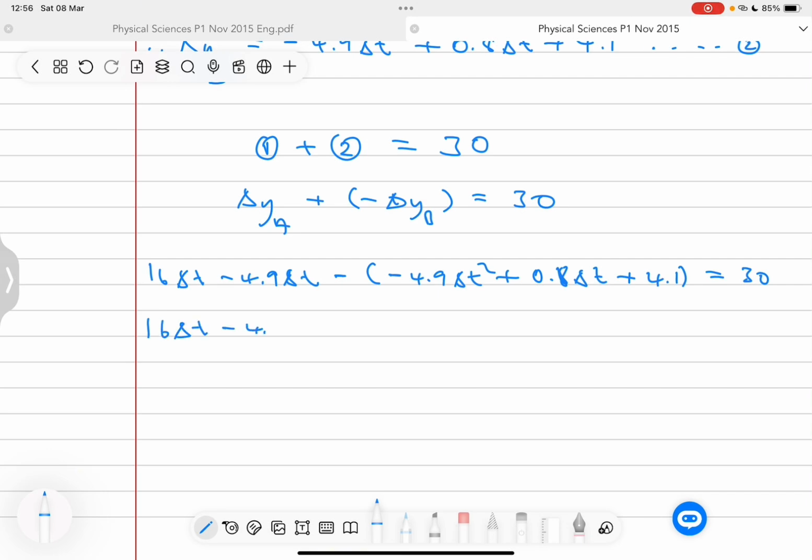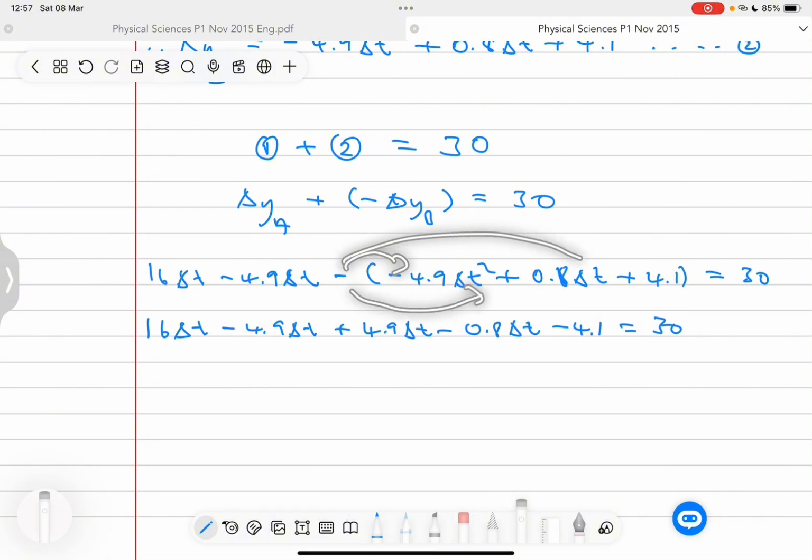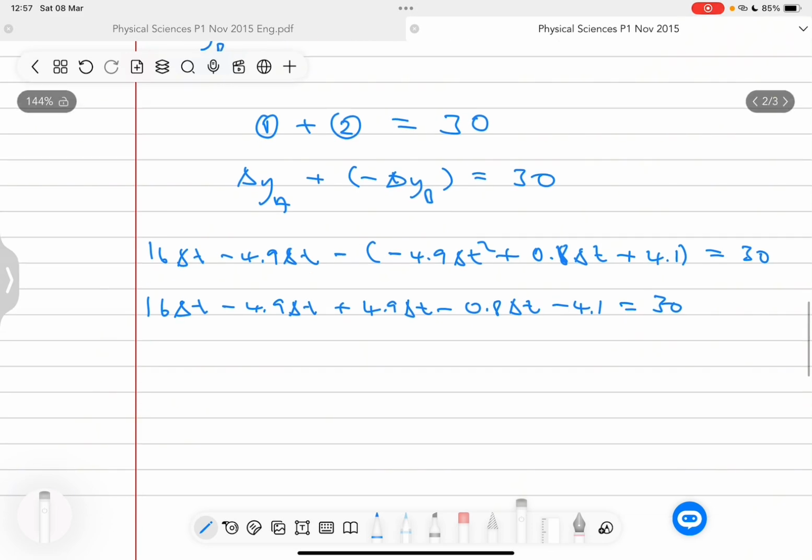So we're going to have 16 minus 4.9 change in t. Here I'm going to have a plus 4.9 change in t, negative 0.8 change in t, negative 4.1, and this is equal to 30. I'm just multiplying the negative inside the brackets. That's why those numbers are changing from positive to negative, negative.